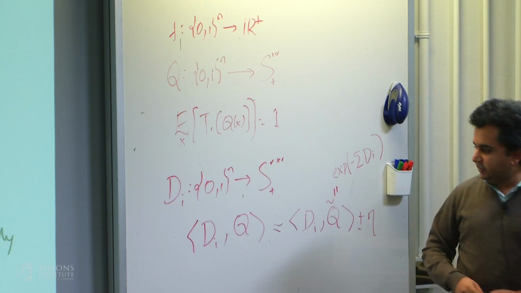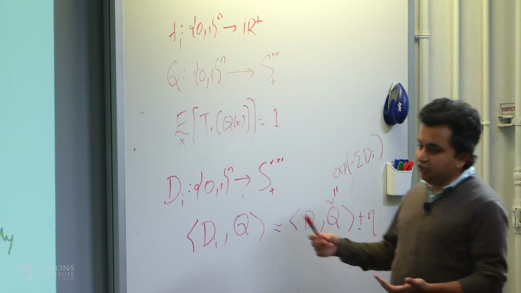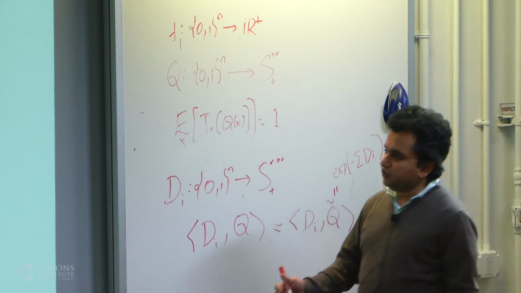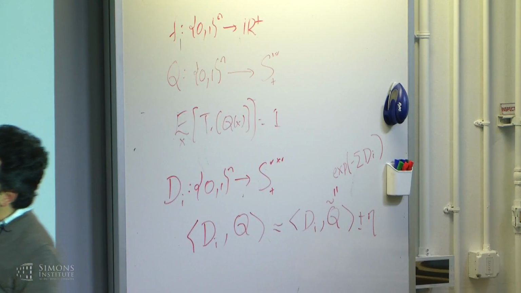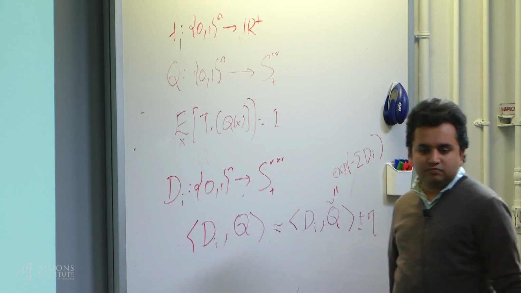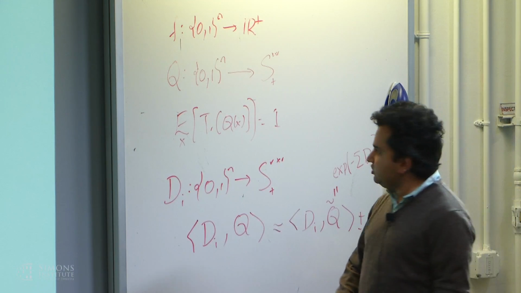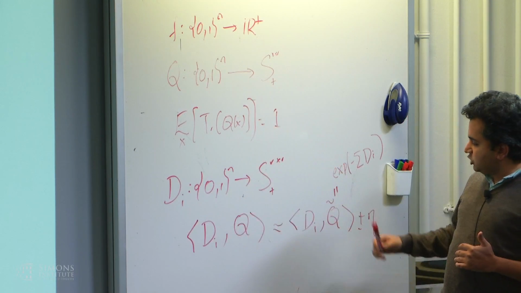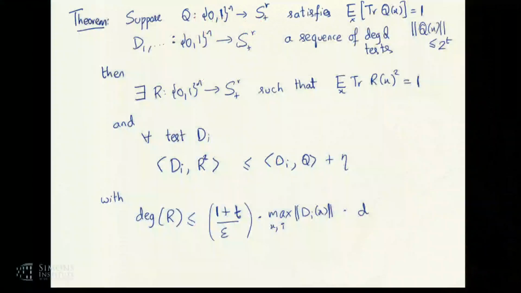You can expand the Taylor series of the exponential function to get a low degree square. So the final theorem is that you can actually find a low degree matrix valued function whose square approximates Q. Okay, so we are able to approximate an arbitrary PSD valued function by the square of a low degree matrix valued function.